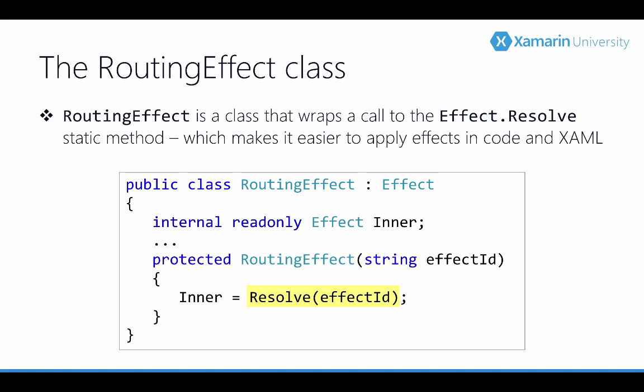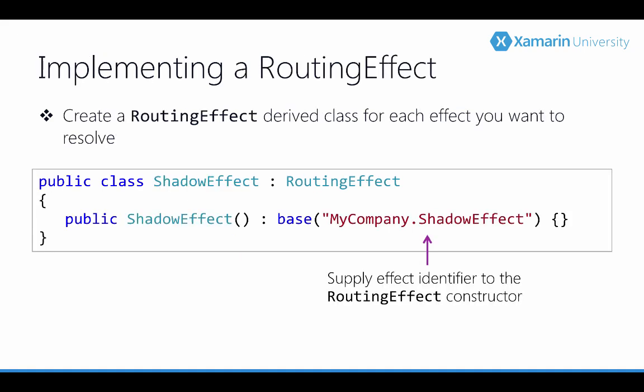So there's an alternative way to resolve effects. This is through a built-in class named RoutingEffect. The RoutingEffect class has a constructor that accepts a string. The string is the effect ID that we saw earlier. Now, under the hood, the RoutingEffect will resolve the effect when instantiated. So by creating a derived class in your shared code from RoutingEffect, you can define a specific type that represents your platform effect.